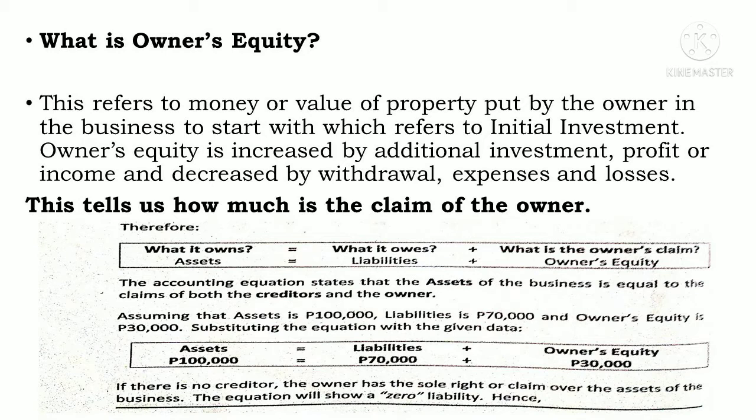Substituting the equation with the given data, ang assets nato ibutang 100,000. Ang liabilities is 70,000. Then ang owner's equity is 30,000. Can you see it? Sa assets, the total is 100,000. Ang liabilities plus the owner's equity, which is 70,000 plus 30,000, equals to 100,000 also. Makita ninyo nga equal ang ilahang amount.